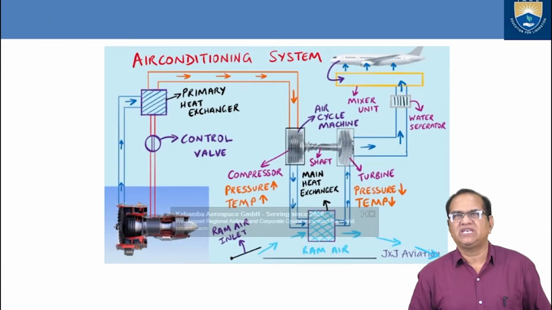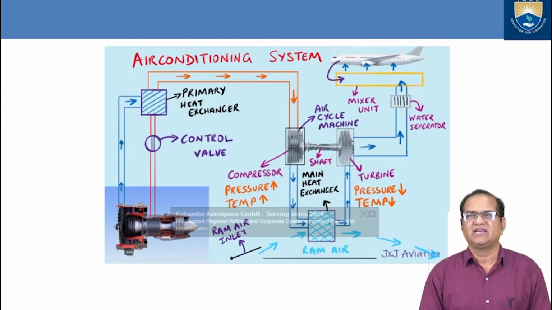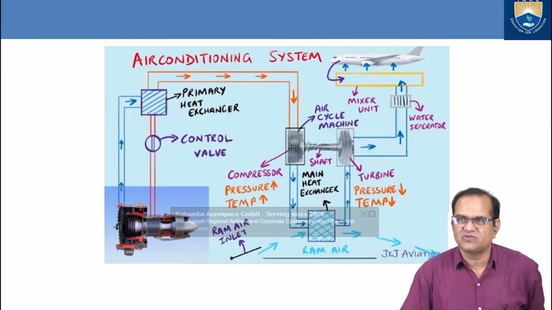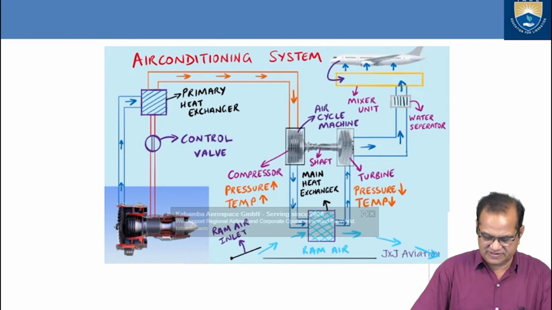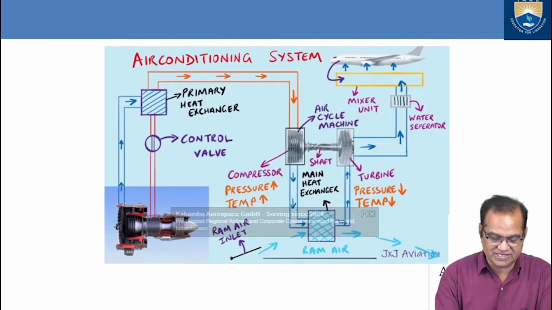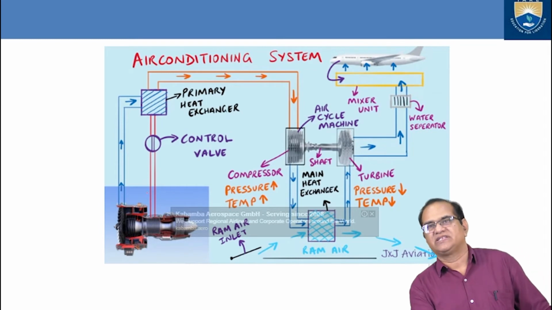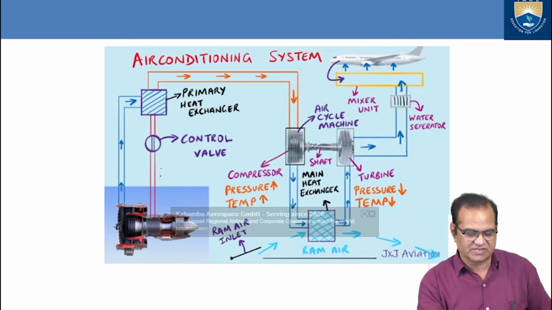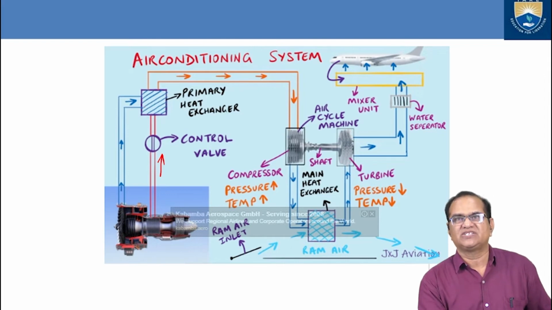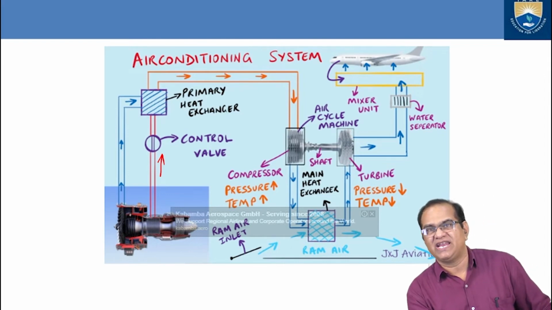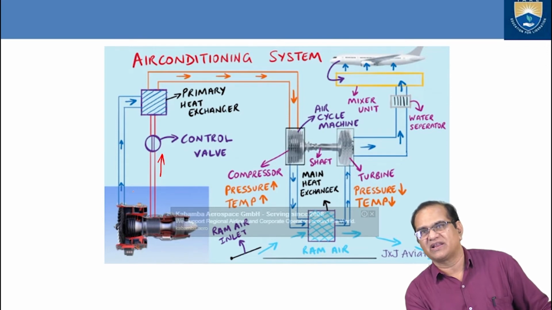Now if you see here further, it is explained how the air conditioning system is working. Here you can see that some part of the air is coming here, and from the compressor it is coming here. There is a control valve, then it goes to the primary heat exchanger, where this is the ram air.